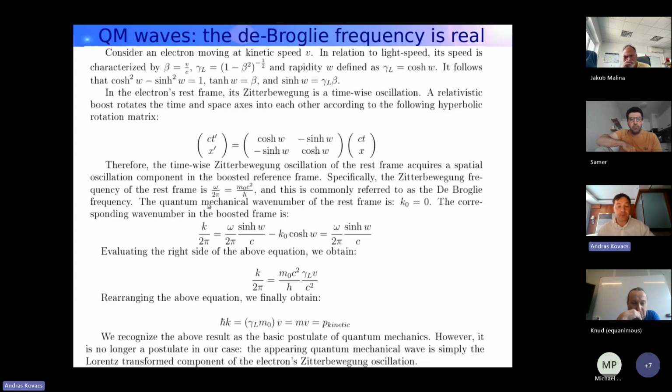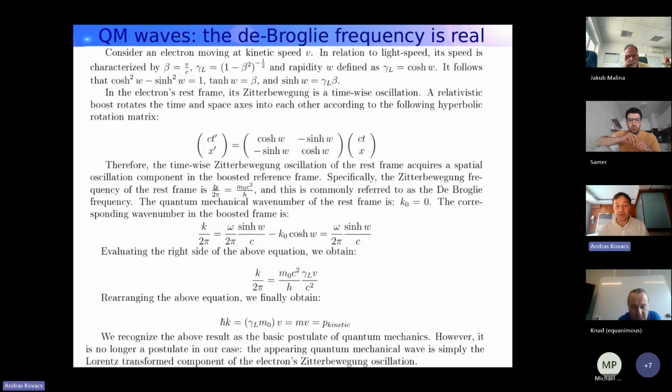De Broglie suggested to assign the electron energy divided by the Planck constant as the frequency of this very fast oscillation. So let's see what happens if we assign this frequency and then look at the electron from a boosted reference frame.